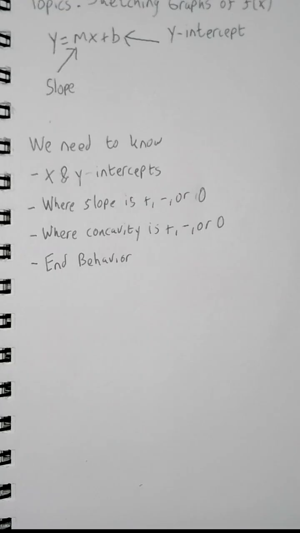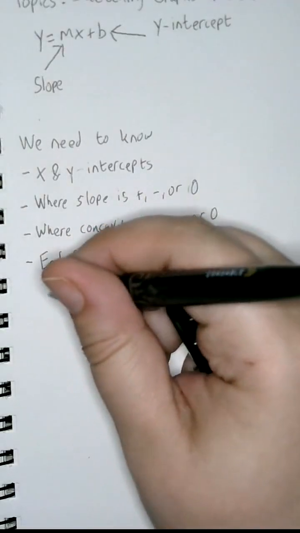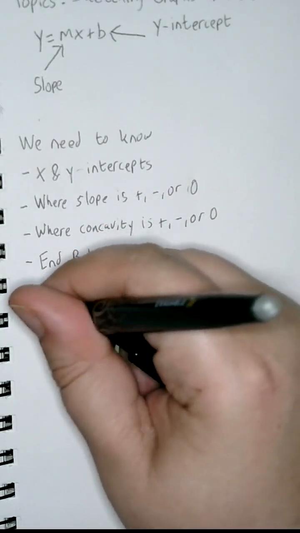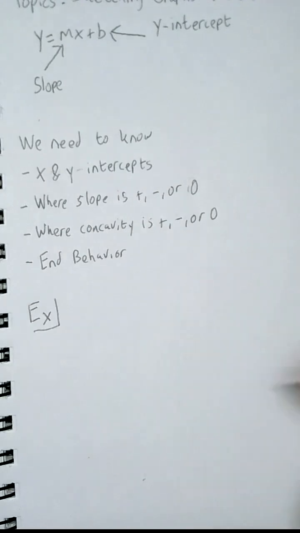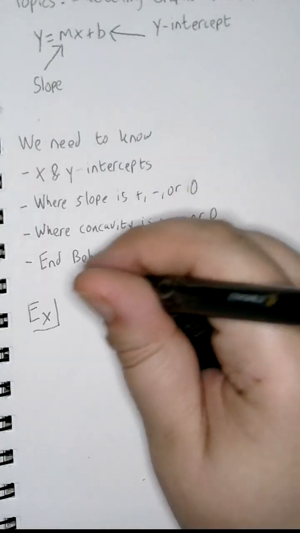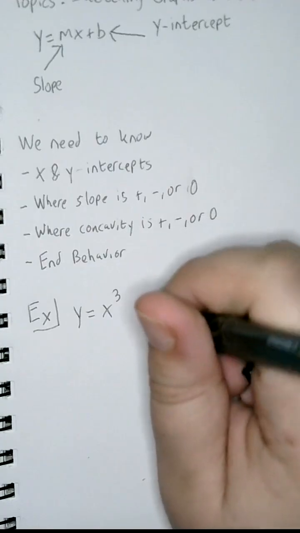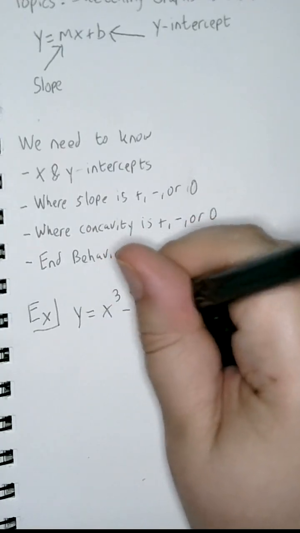So, let's take a look at a function. And like I said, I can't draw, so please forgive me for what drawings you're about to see. So, let's take a look at our first example. Let's say I have f of x, or y, equals x cubed minus 12x.